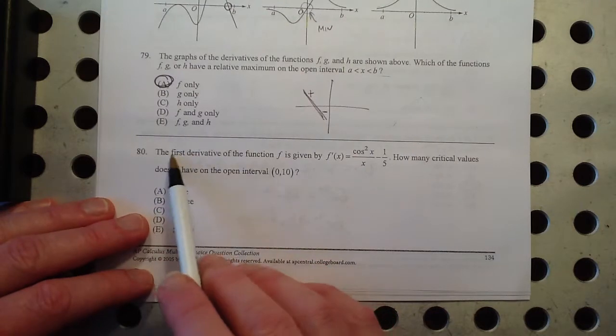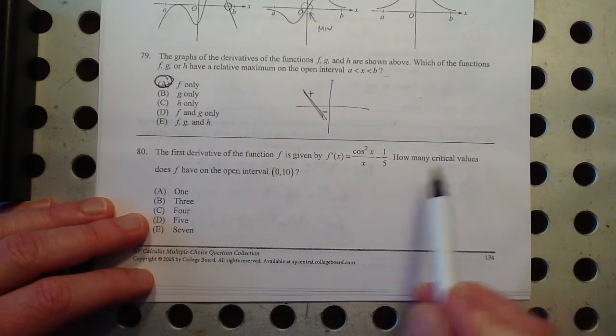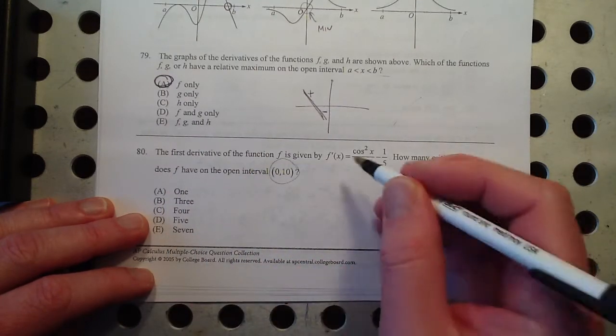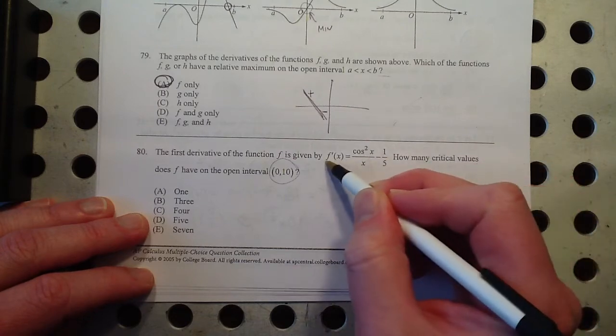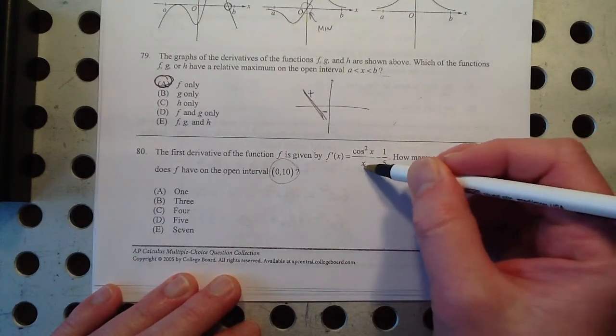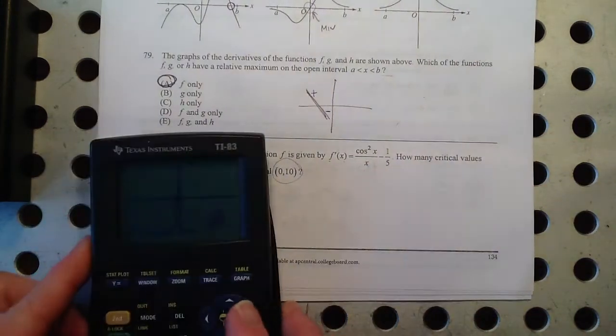Number 80, the first derivative of the function is given here. How many critical values does f have on the open interval from 0 to 10? Critical values are places where the derivative is equal to 0 or undefined. And this is not going to, oh, it might be undefined. Where? Oh, but it's an open interval, so the 0 there isn't going to be a problem.